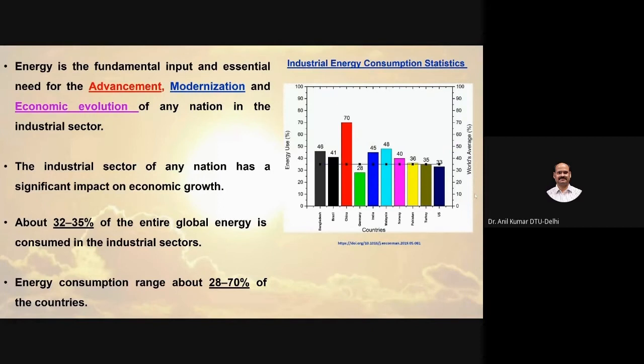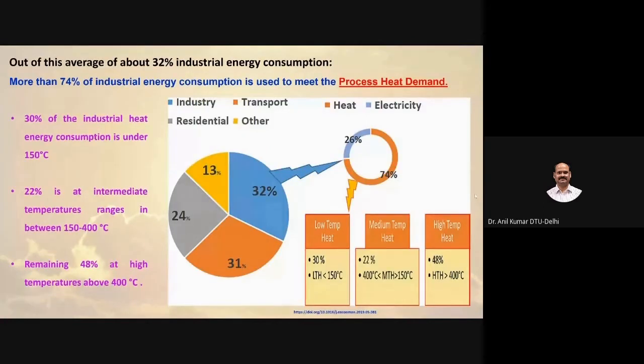USA is consuming only 33%. That doesn't mean they slow down their industrial progress; it depends on energy efficiency also, and these are correlated. As we know from our previous figure, industrial energy consumption is 32% on average worldwide, and 74% of that is used to meet process heat demand. We can classify process heat demand based on temperature into low, medium, and high temperature.